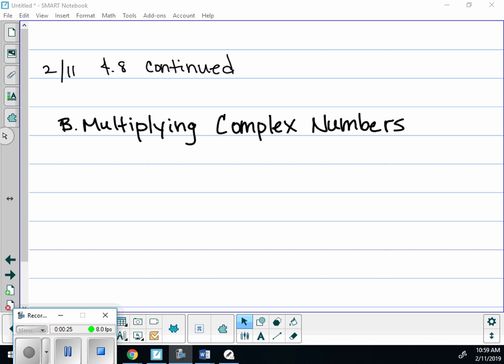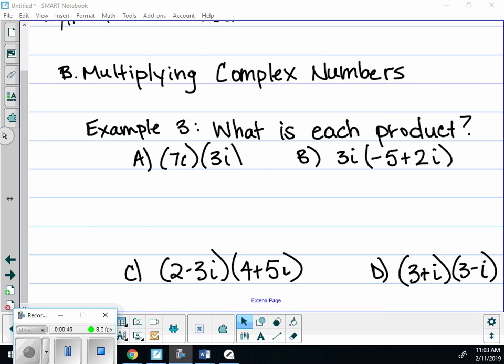Today we're going to talk about multiplying complex numbers and then dividing complex numbers. And then we'll maybe solve a couple equations. So multiplying complex numbers, we'll start with an example. I put a number of different situations here.